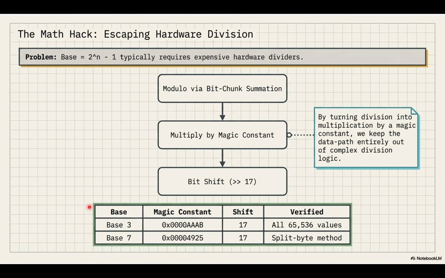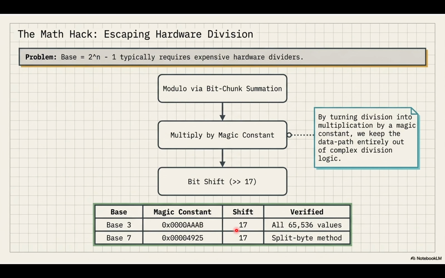So the developer circumvents this using this really clever 2 to the power of n minus 1 trick. The bit chunk summation thing. Exactly. Rather than putting a physical divider on the chip, they fake the division using magic constants. Okay, let's unpack that trick. So for base 3, the deck specifies a magic hexadecimal constant of 0x0000000AAB. Right, which in decimal is 43,691.